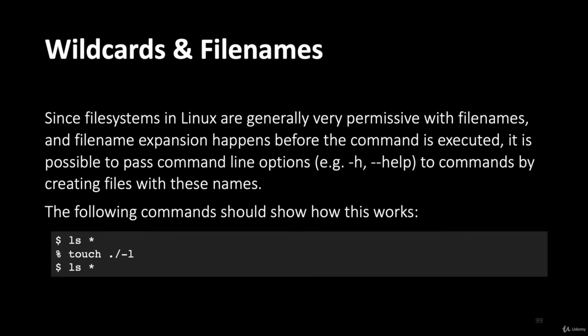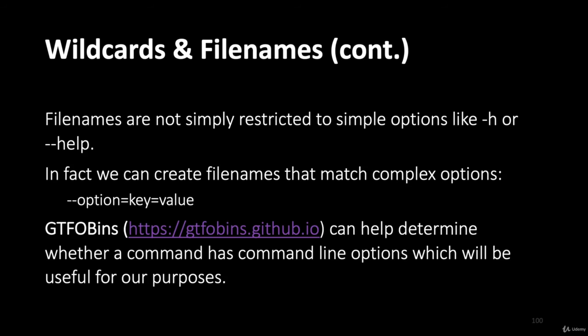Since file systems in Linux are generally very permissive with file names, and file name expansion happens before the command is executed, it is possible to pass command line options, e.g. -h or --help, to commands by creating files with these names. The following commands show how this works. File names are not simply restricted to simple options like -h or --help. In fact, we can create file names that match complex options like the one shown. GTFOBins, which is accessed at the URL shown, can help determine whether a command has command line options which will be useful for our purposes.